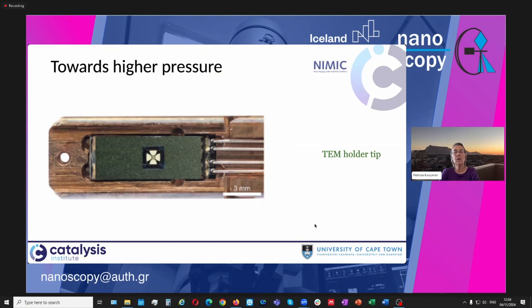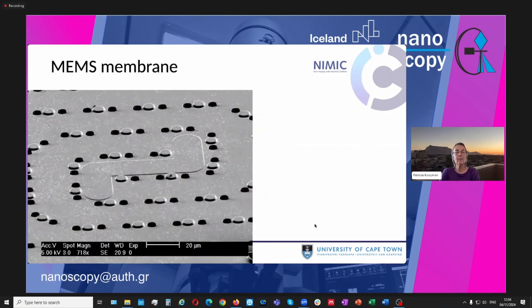And the other two are used for adjusting the current that goes through the platinum heater so that you can actually adjust the temperature. And then the gas inlet and outlet are at the bottom of the holder viewed from this position, so you don't see that in this image. So this is a single chip where you can see the MEMS, the microelectromechanical systems membrane. So this is all made using chip technology.